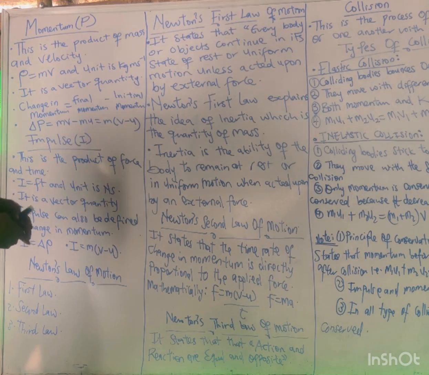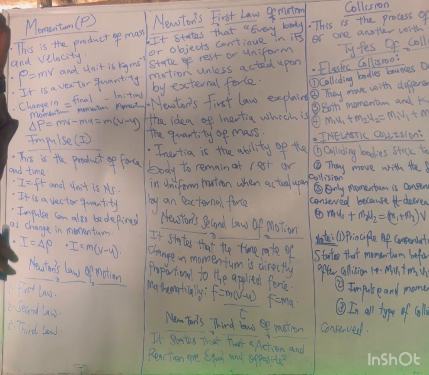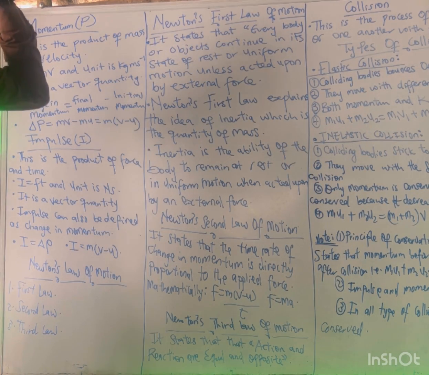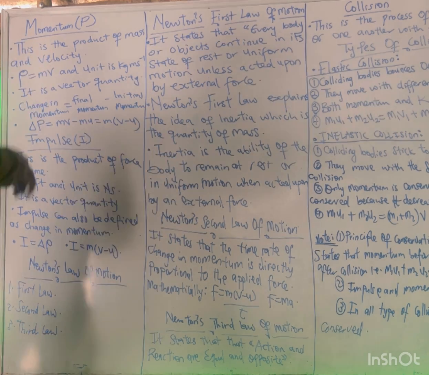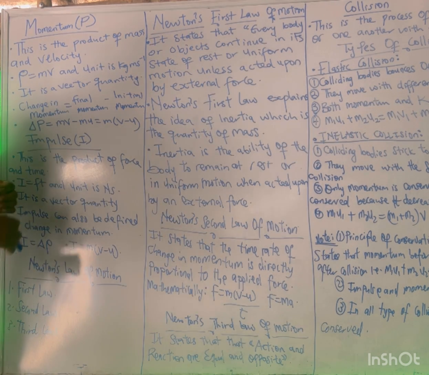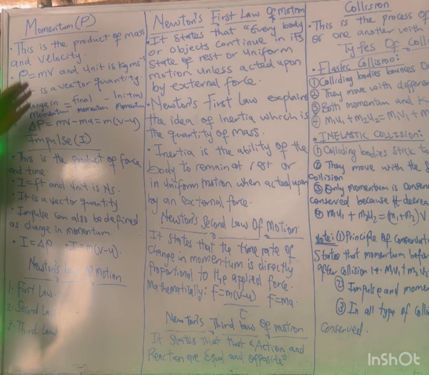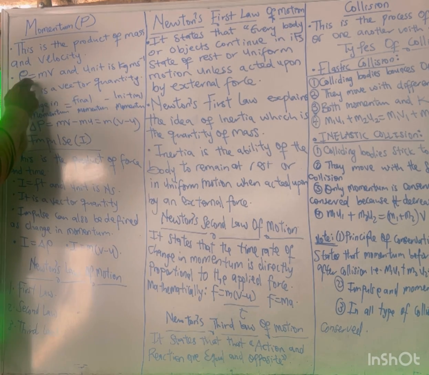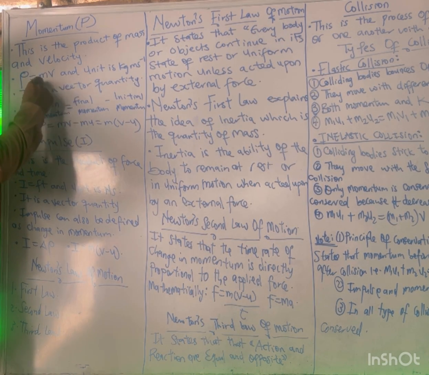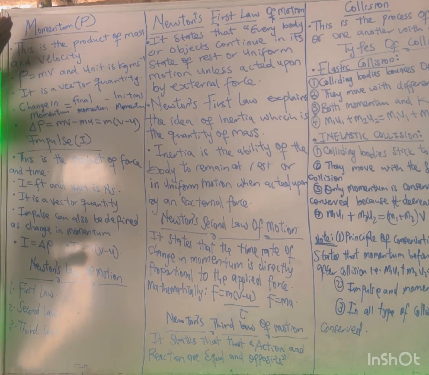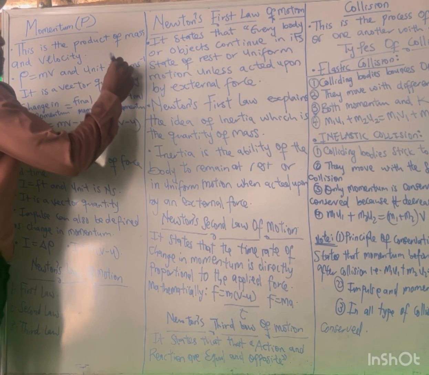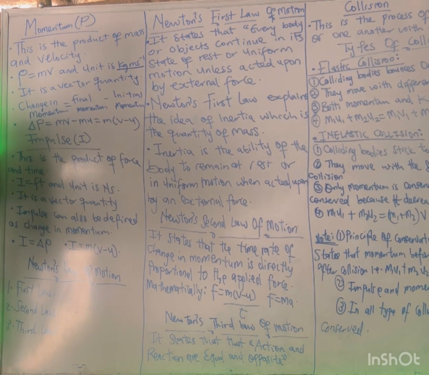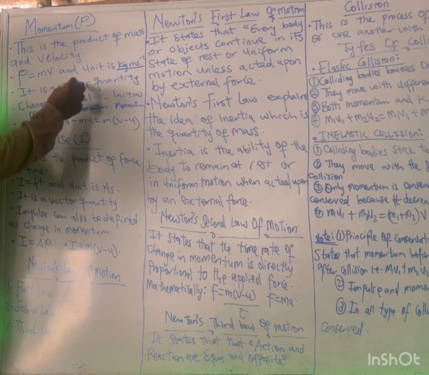In this video, we are going to be talking about momentum, impulse, collision, and Newton's laws of motion. Talking about momentum, it is represented as P, and it is the product of mass and velocity. So our momentum equals m times v, mass times velocity. The unit of momentum is kilogram meter per second. It is a vector quantity.